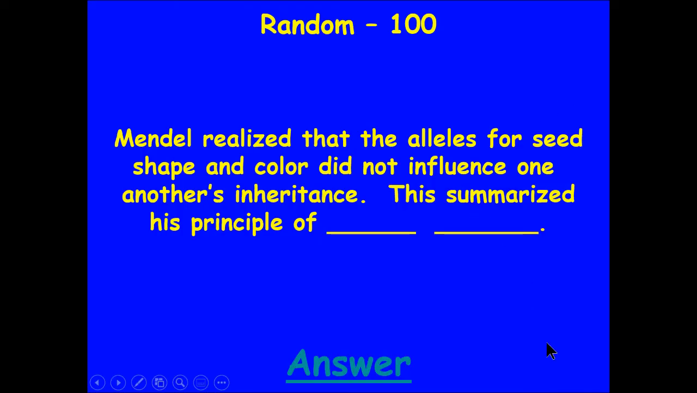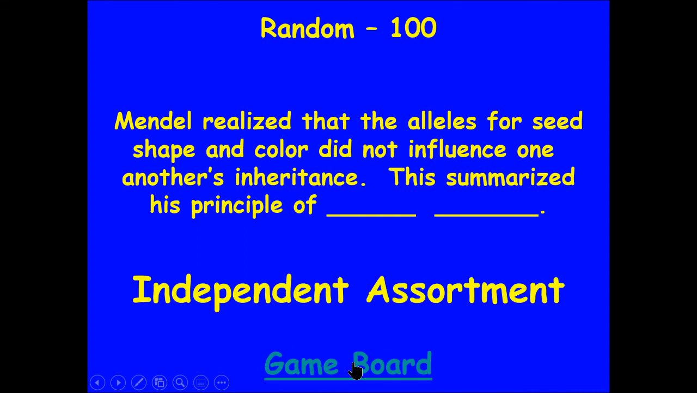Random questions. Here's a genetics one. Mendel realized that alleles for seed shape and color did not influence one another's inheritance. This summarized his principle of blank blank. Answer coming in 5, 4, 3, 2, 1. That's independent assortment. They segregate independently of one another, meaning, and it depends on the genes, that they will not influence one another.